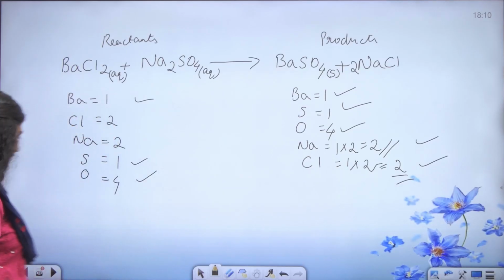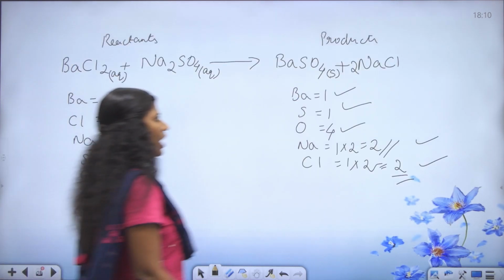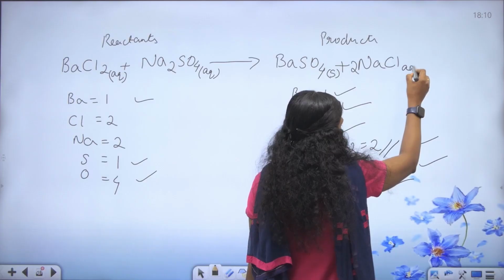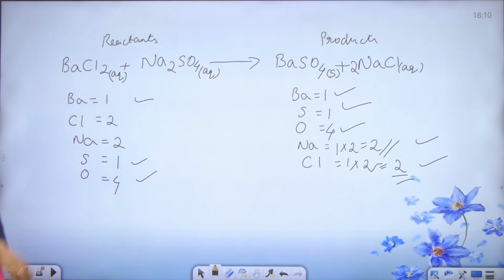Solid state. Then the solution of sodium chloride. Aqueous sodium chloride. Aqueous means it is dissolved in water. So, aqueous sodium chloride.